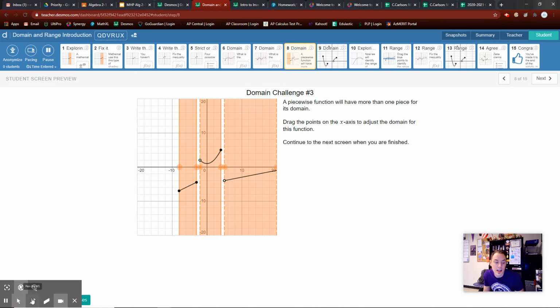So what does this look like for domain? That's an interesting fact. This right here looks like -9. This looks like some number. What is that number? -3. That looks like -2, 4, 5, and then infinity. So let's write that. -2, 4, and then 5, and then infinity.